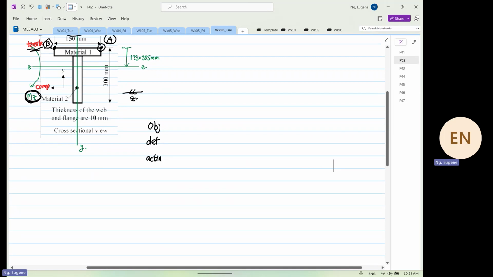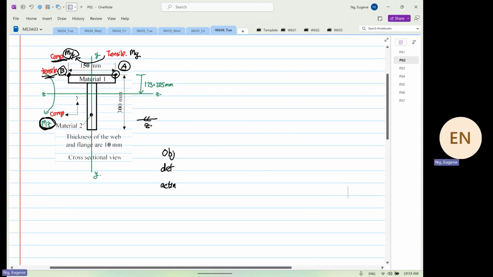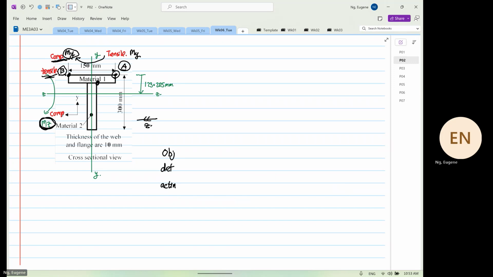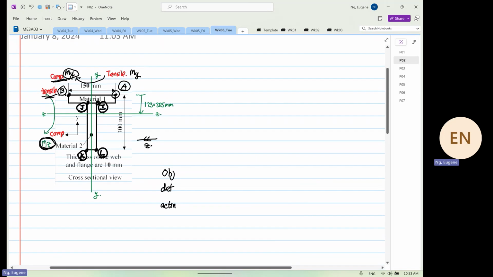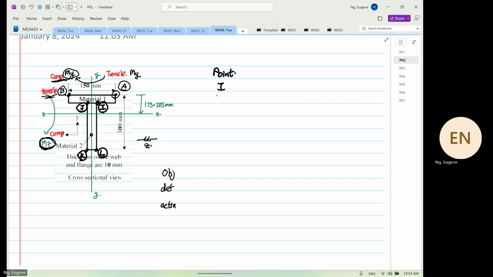Looking at this analysis figure, I'm going to select 4 points. So this is our point I, point J, point K, and point L. Okay, these are 4 points. So you identify them as points I, J, K, L.